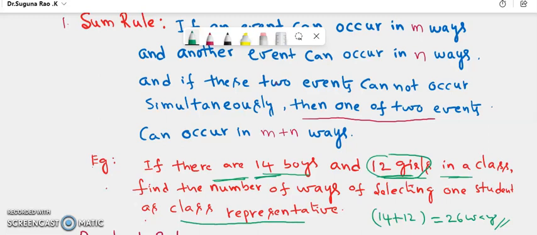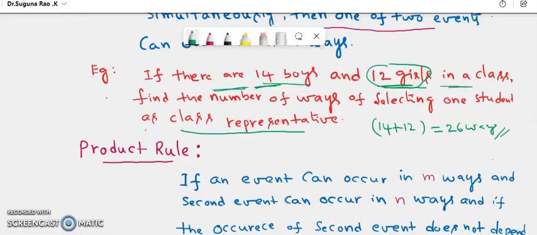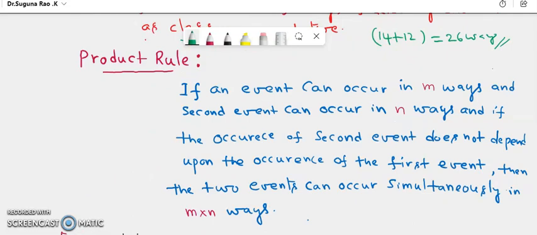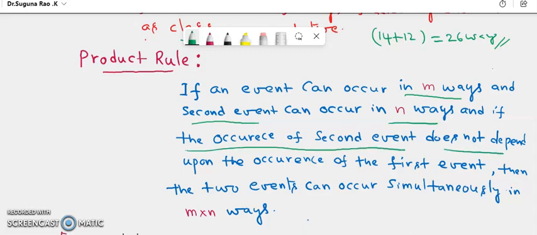The other important counting principle is the product rule. What is the product rule? If an event can occur in m ways and another event, that is the second event, can occur in n ways, and if the occurrence of the second event does not depend upon the occurrence of the first event, then the two events can occur simultaneously in m into n ways.